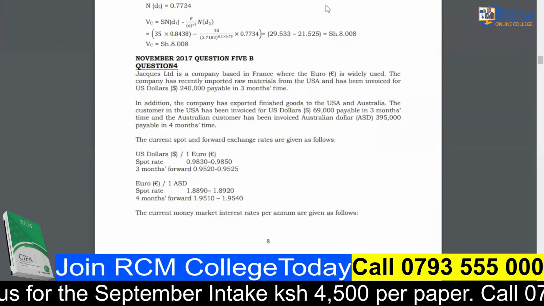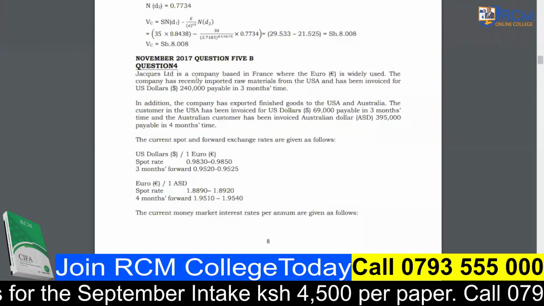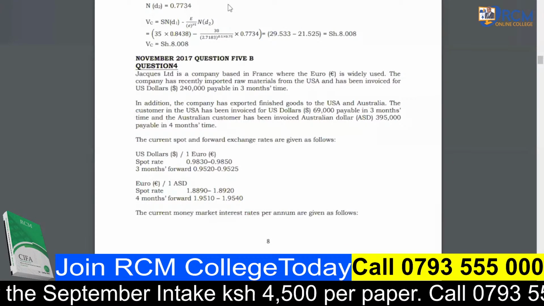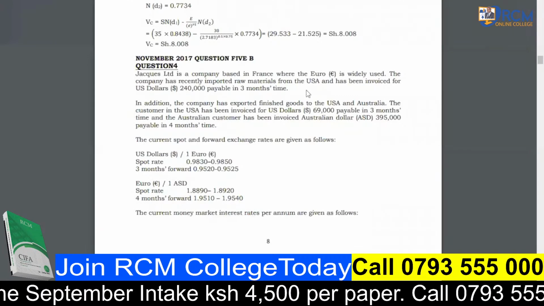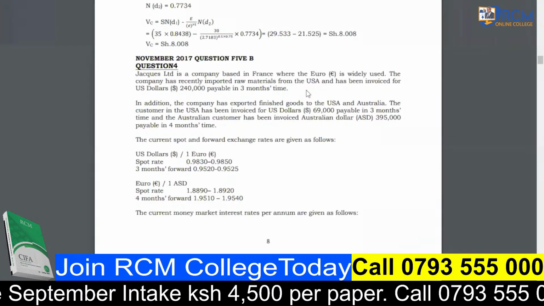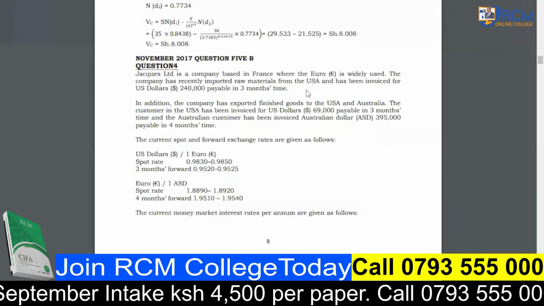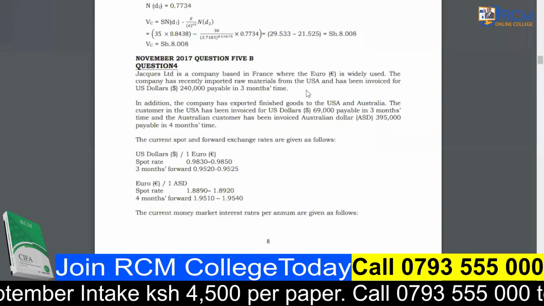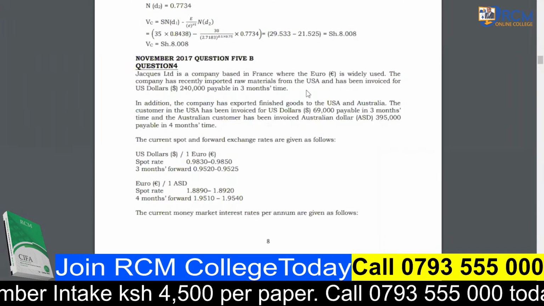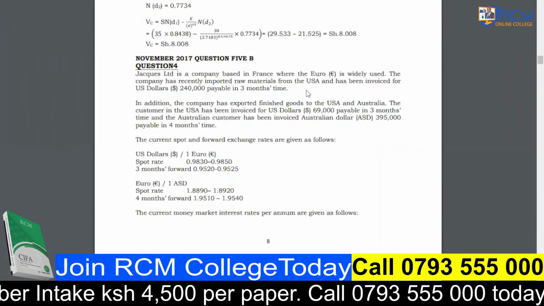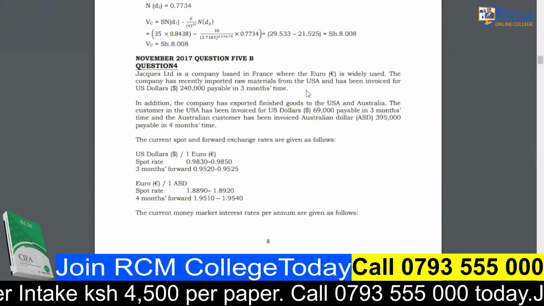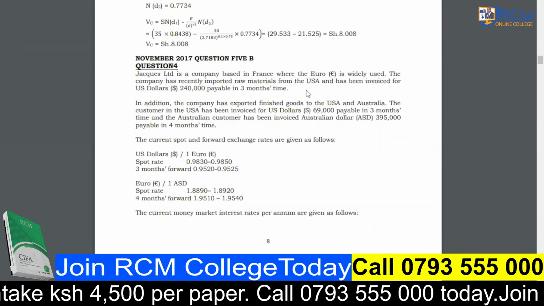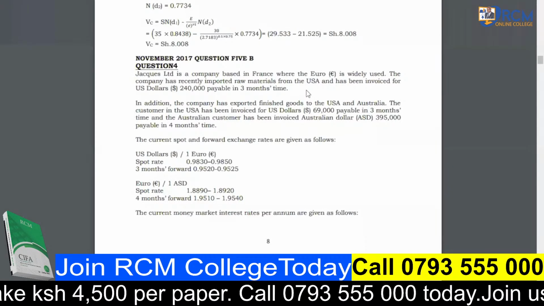They're telling us, if you read, Jackie's Limited is a company based in France, where the euro is widely used, meaning that the home currency is the euro. The company has recently imported raw materials from the USA. So when we import raw materials, we expect to receive the raw materials and of course make a payment. So here I can see a situation where I'm expected to make a foreign payment.